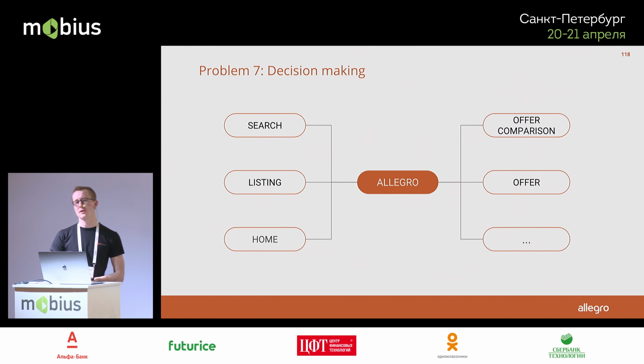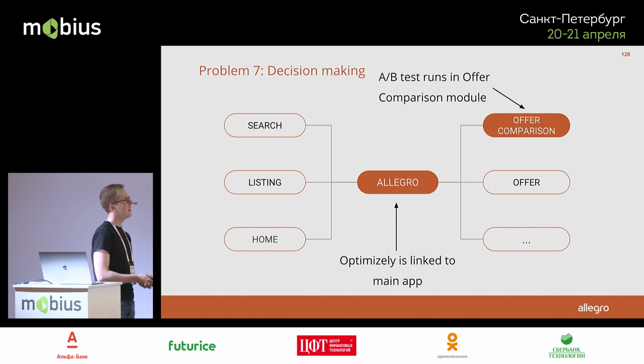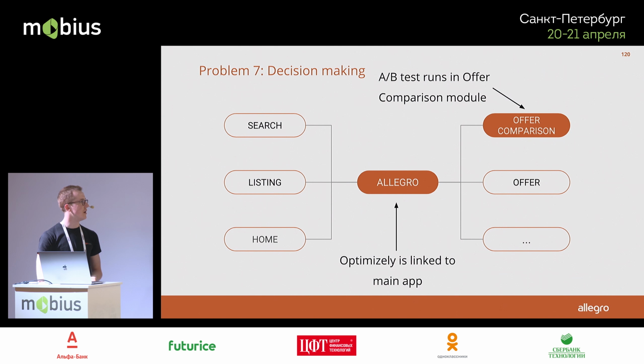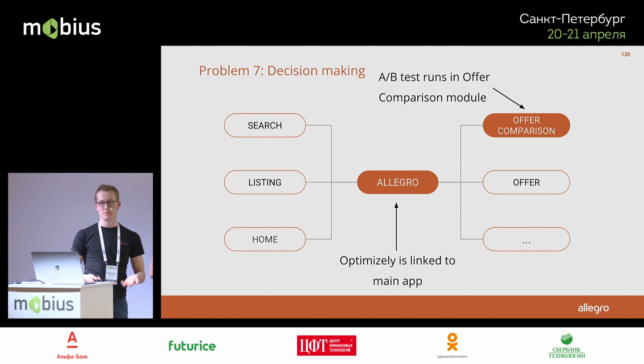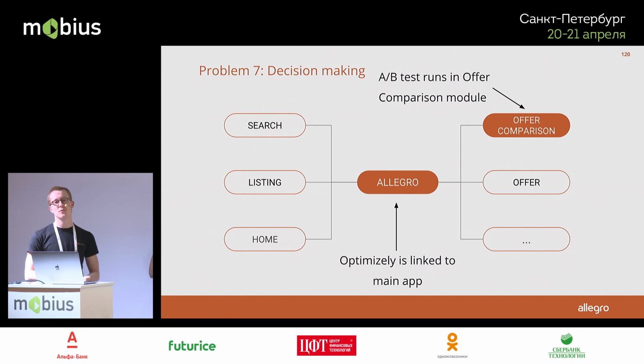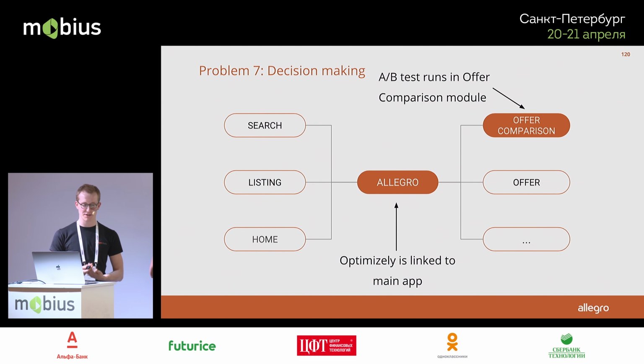So let's talk a little bit about how we manage A/B tests in our modular architecture. The A/B test runs in our offer comparison module, but the Optimizely third-party framework is linked to our main app, and there are 2 reasons for that. Firstly, we run A/B tests across many modules at the same time, so we don't want to repeat ourselves and link Optimizely to every module. The second one is we want to make it completely transparent which provider we use. So for example, if in the future we change from Optimizely to Firebase, we don't want to make any changes in code in the offer comparison framework.